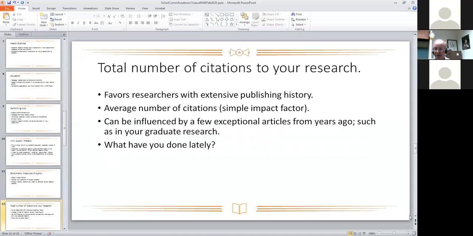Now, the average number of citations is a simple impact factor. That can be influenced by a few exceptional articles from years ago, sometimes even from your graduate research. I've even seen it where it's not the graduate research published when you were there, but articles published in the subsequent couple of years, on which you are listed as a co-author, but the broader, more impactful article was actually published 2 years later, and all of a sudden you get a whole bunch of citations from a piece of research you were only involved in early on. So the better thing is to look at what you have done lately.